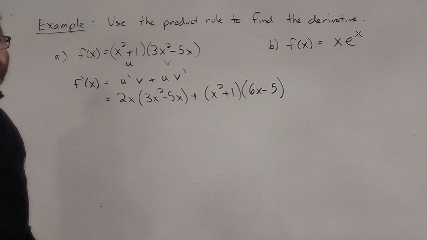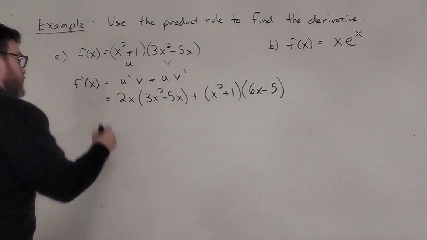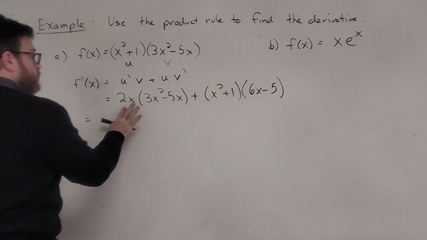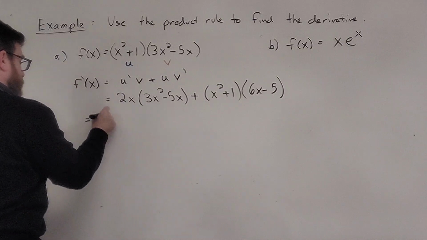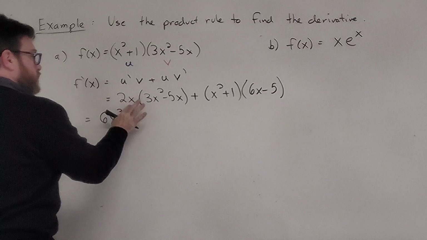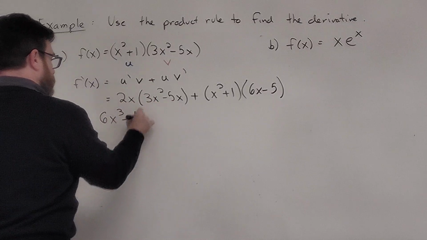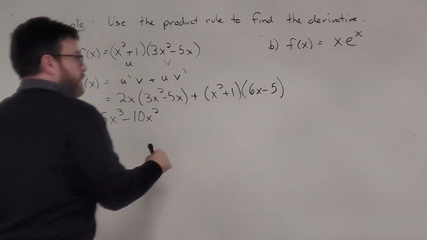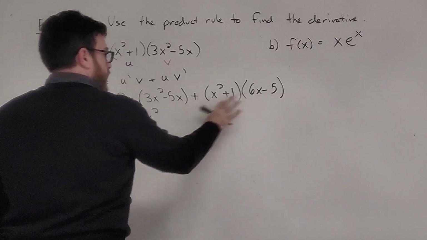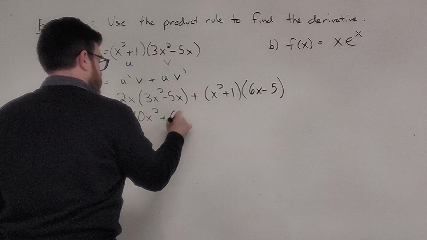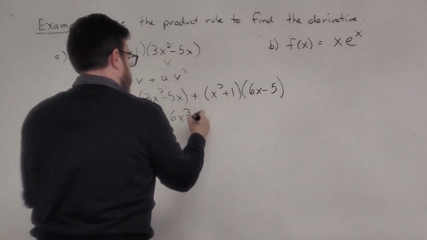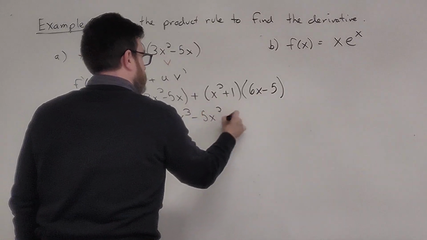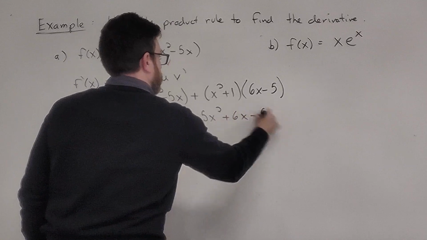That is the derivative. Many times we want to simplify this, so I will expand and simplify. So 2x times 3x squared is going to be 6x cubed. 2x times minus 5x is minus 10x squared. Here I have a binomial over a binomial, so I have to FOIL this. So x squared times 6x is going to be 6x cubed. Outside's minus 5x squared. Inside's plus 6x, and last is going to be minus 5.